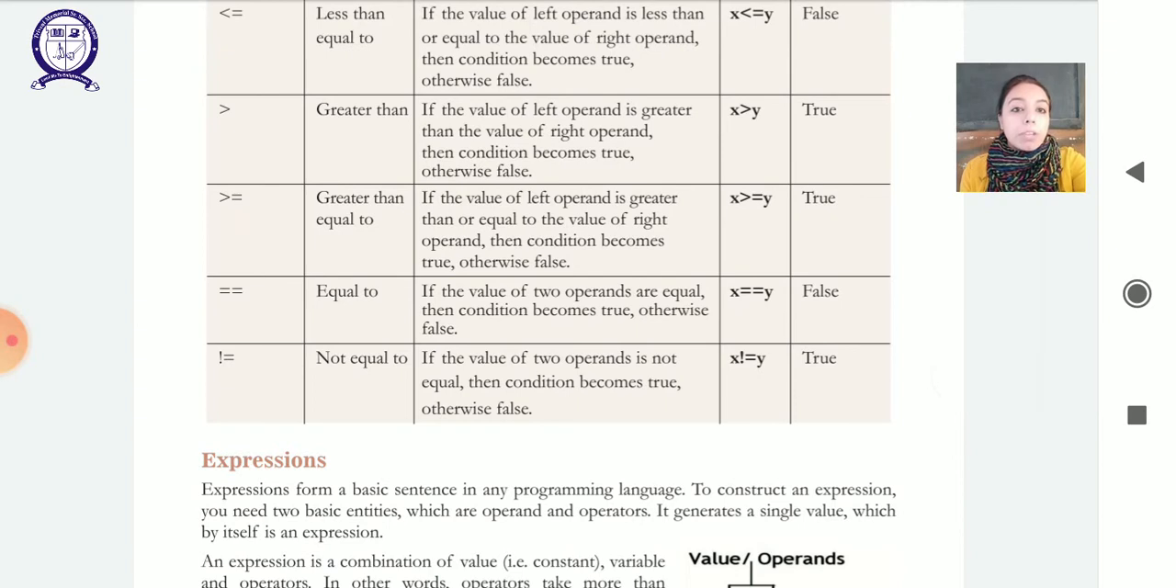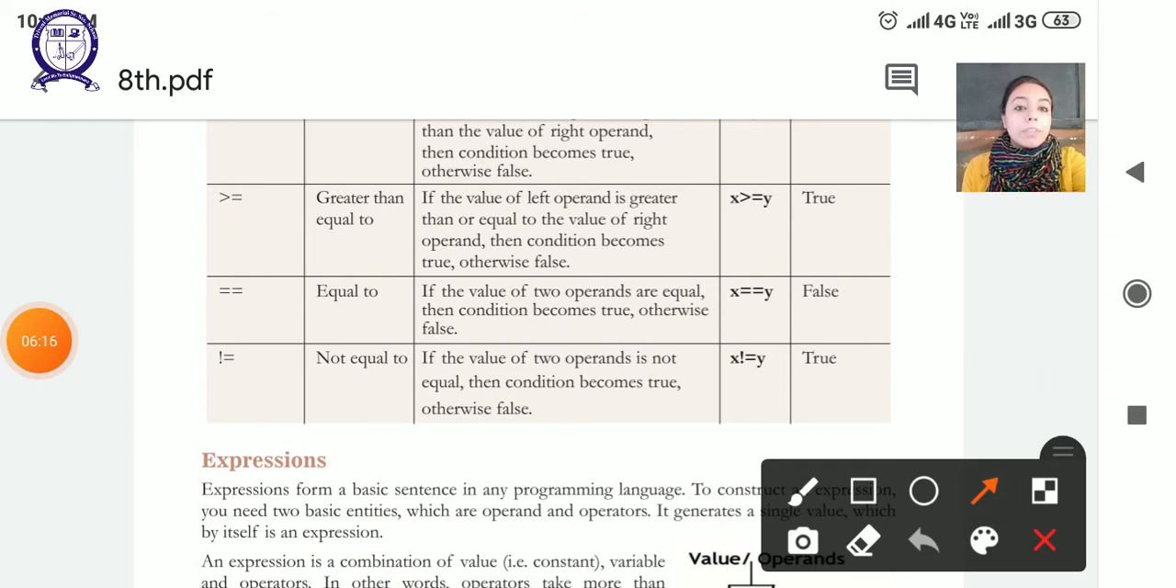One more we have here, not equal to. When we talk about the not equal to operator, if the values of the two operands are not equal, then the condition is true, otherwise false. This is the symbol here, the not symbol and then the equal to symbol, right? So we have learned about the arithmetic operators in Python. Also we have learned about the relational operators in Python.